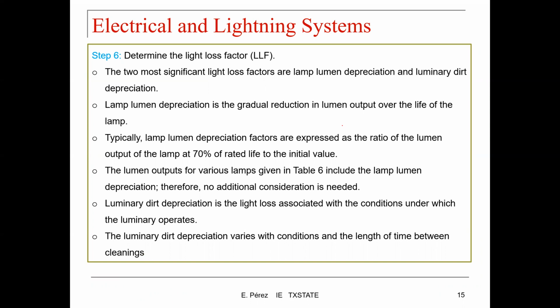The lumen output for various lamps given in Table 6 include the lamp lumen depreciation, therefore no additional consideration is needed. Luminaire dirt depreciation is the light loss associated with the conditions under which the luminaire operates. The luminaire dirt depreciation varies with conditions and the length of time between cleanings.